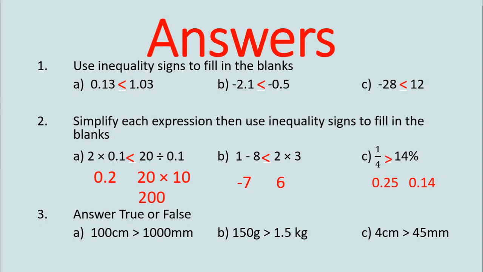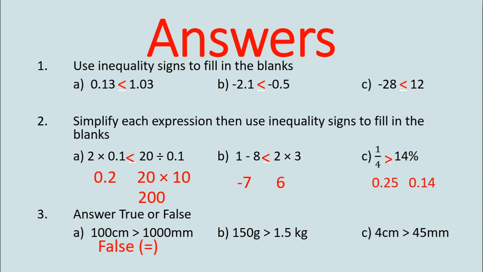Last, looking at our true and falses, I hope you know your metric conversions. If not, I'll be linking a lesson down below again. True or false, 100 centimeters is greater than 1,000 millimeters. That's false, they're equal. Remember, it takes 10 millimeters to make 1 centimeter, so 1,000 millimeters divided by 10 is the same thing as 100 centimeters.